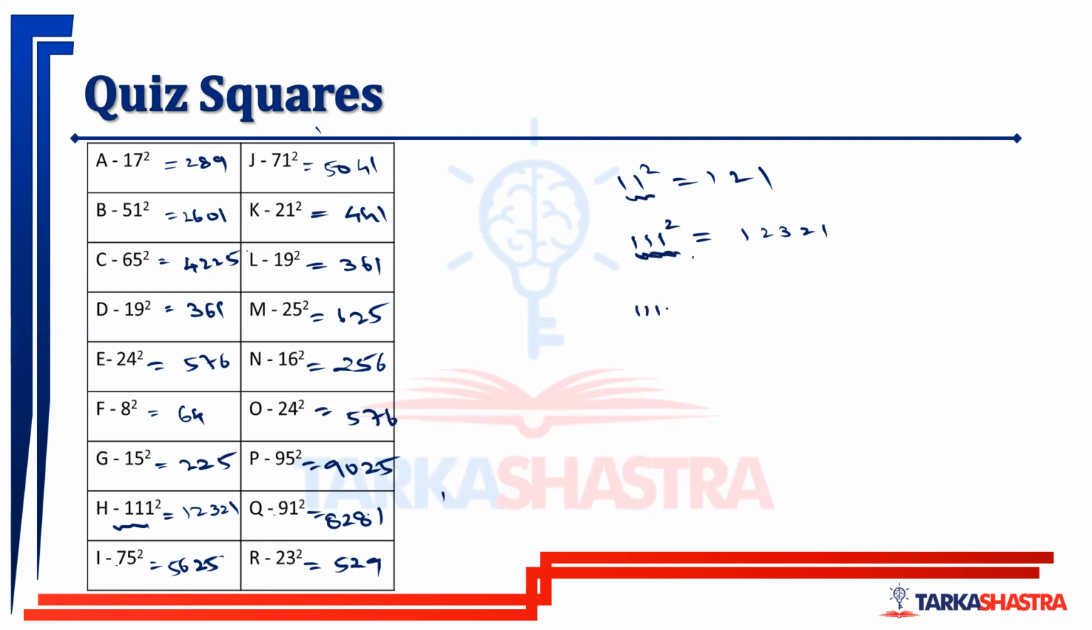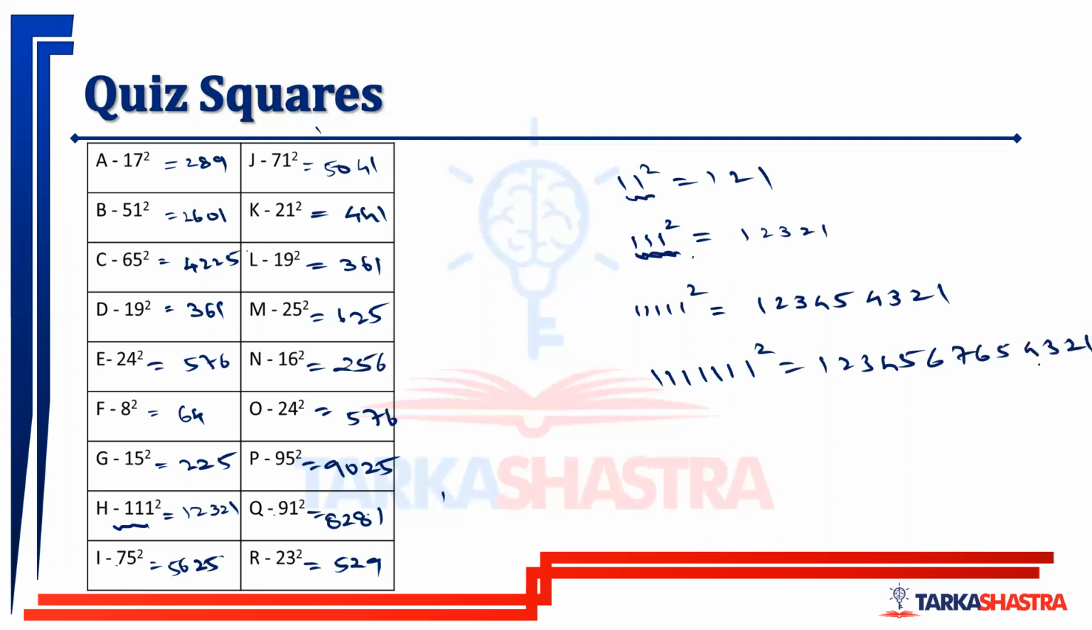For example, 11111 ka square. So there are 5 ones. What we will do? 1, 2, 3, 4, 5, 4, 3, 2, 1. If there are, let us say, 7 ones, it will be 1, 2, 3, 4, 5, 6, 7, 6, 5, 4, 3, 2, 1. So this is how 11 or 111 squares or triple one squares can be found out. These numbers are known as palindromes.